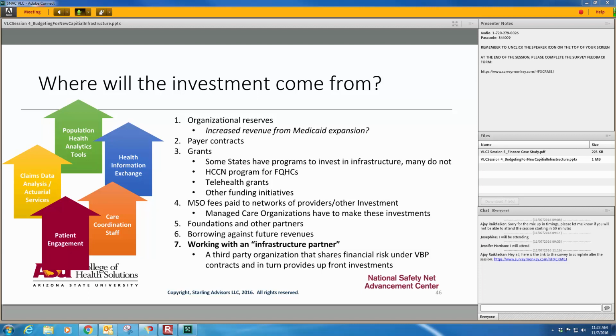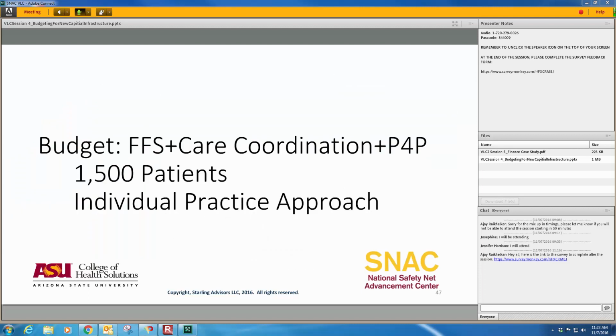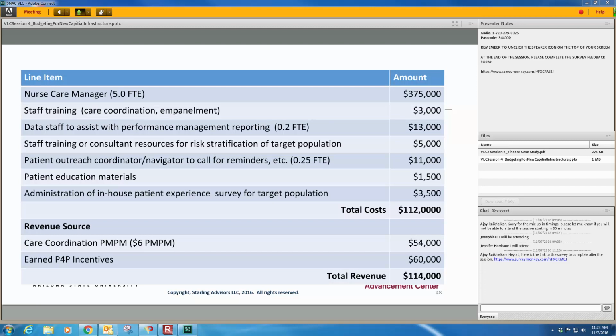And then finally, working with an infrastructure partner, and we've talked about that many times. So now I'm going to do a quick overview of what a budget could look like for a single organization, a single individual practice that's got 1,500 patients, that is receiving a fee-for-service payment plus some care coordination and pay-for-performance dollars. And again, remember, these are just placeholder amounts, and your revenue or cost offsets might be different depending on what type of infrastructure and grant resources and partnership arrangements you have.